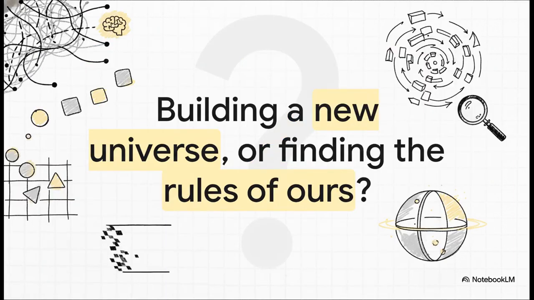And that leaves us with a fascinating final thought. If an AI, using these incredibly simple rules, can generate behaviors that look just like fundamental particles and physical laws, what does that imply? Are we just building a clever computer model? Or could we be accidentally discovering the source code of our own universe? It's a question that really blurs the line between simulation and reality.